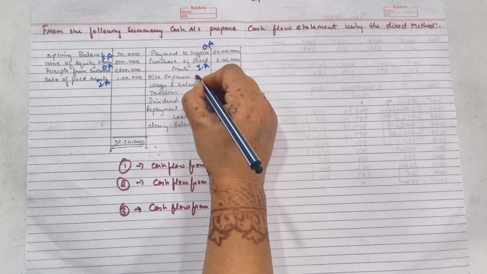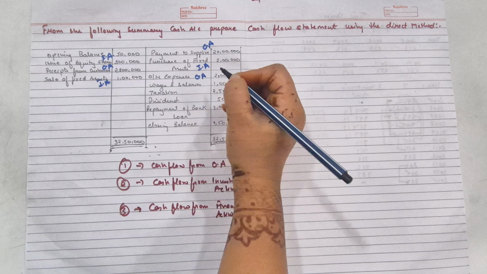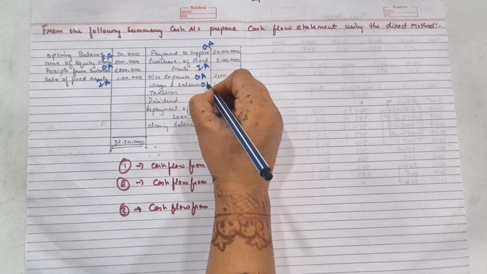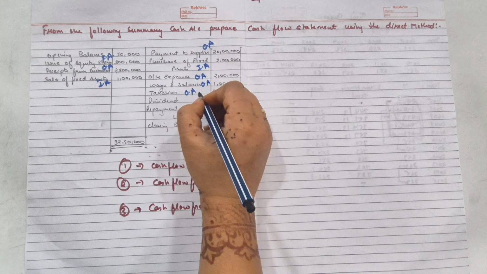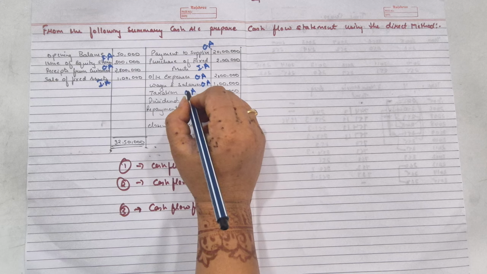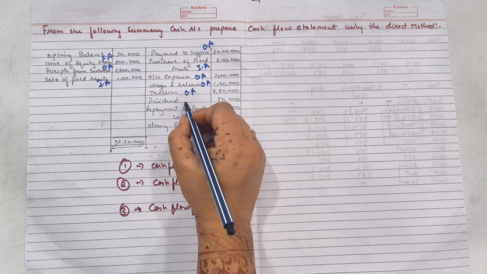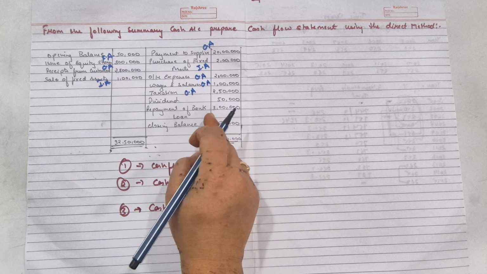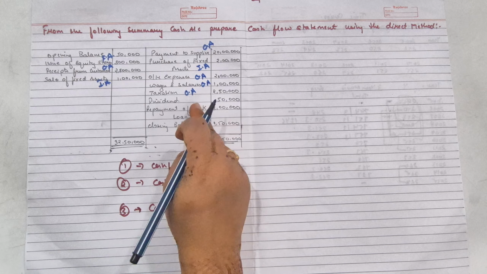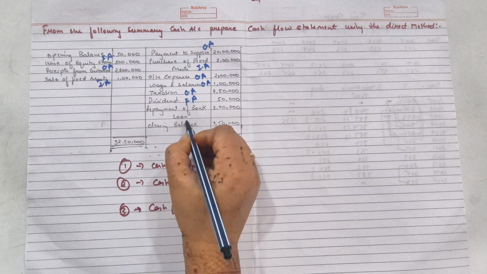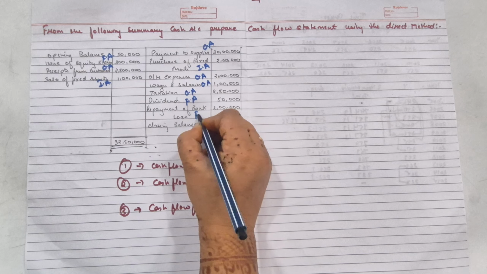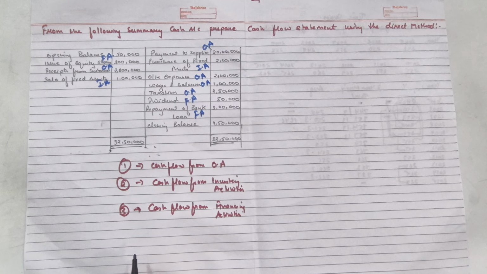Overhead expenses would be your operating activity. Wages and salary, operating activity. Taxation, income tax paid, is your operating activity. I have told you this in my earlier video also. Dividend, see, it is here on the payment side. Dividend paid will come under your financing activities, student. And repayment of bank loan is another of your financing activities.